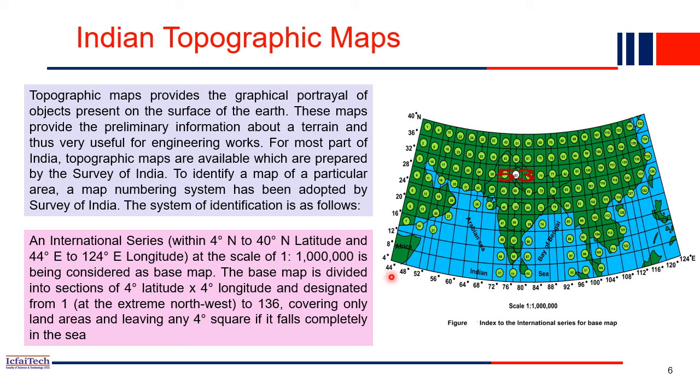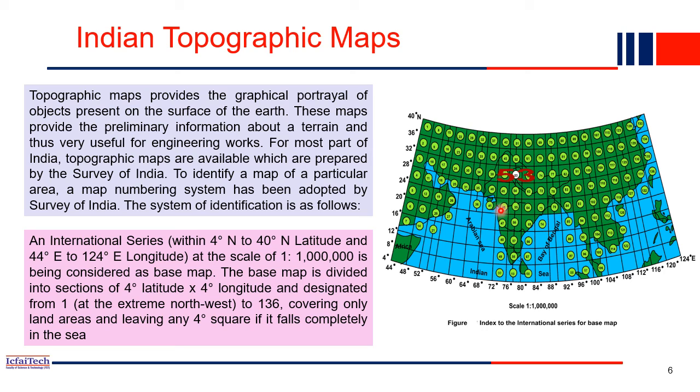Longitude is from 44 to 124 degrees. This longitude also we divide into 4 degree grid points. Basically we divide the entire area. Now each grid here is 4 degree by 4 degree, which means approximately 450 kilometer by 450 kilometer. So you can imagine each grid here is basically 450 by 450 kilometer.